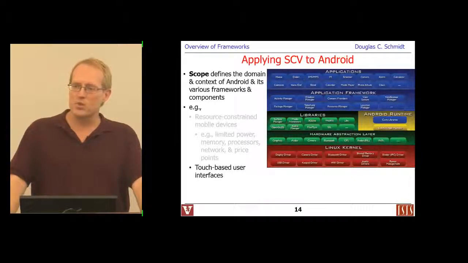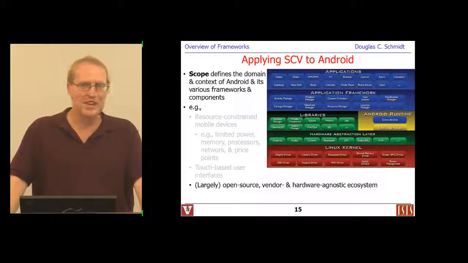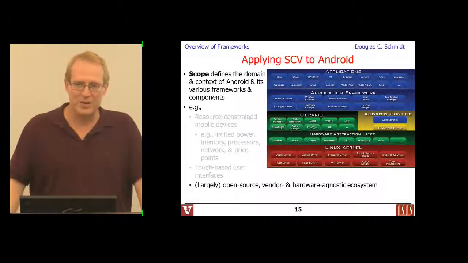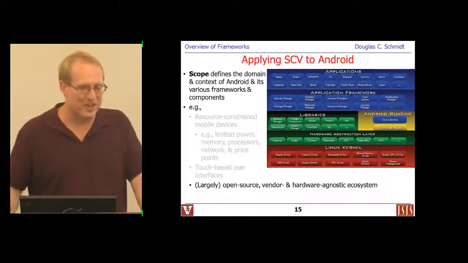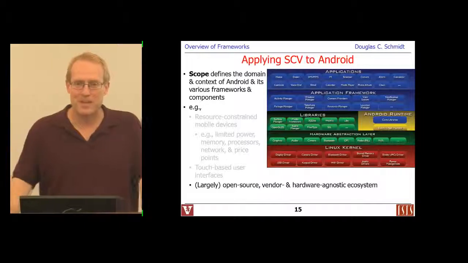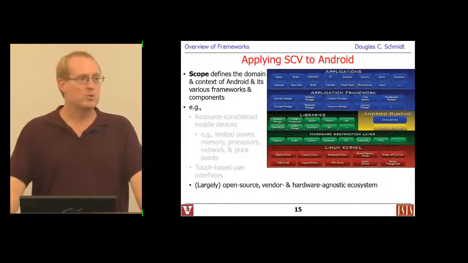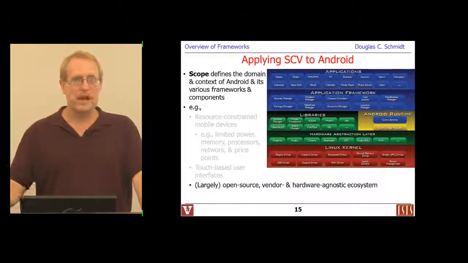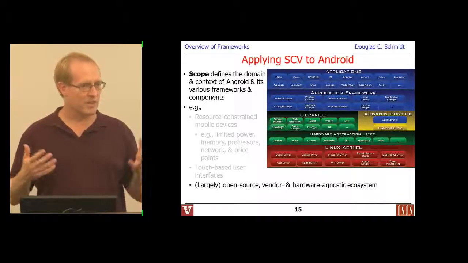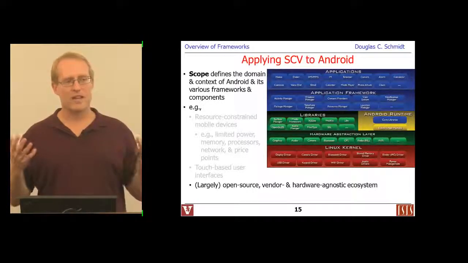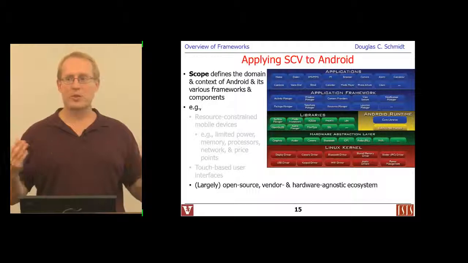Largely open source, vendor agnostic community. I say largely because the core parts of Android are open source, but some parts aren't open source. There's some apps that you're more or less likely to run into. We'll actually talk about a few of them later, like the Maps application or Gmail or YouTube, that are not open source. But the bulk of the operating system, the bulk of the middleware, the virtual machine is all open source.